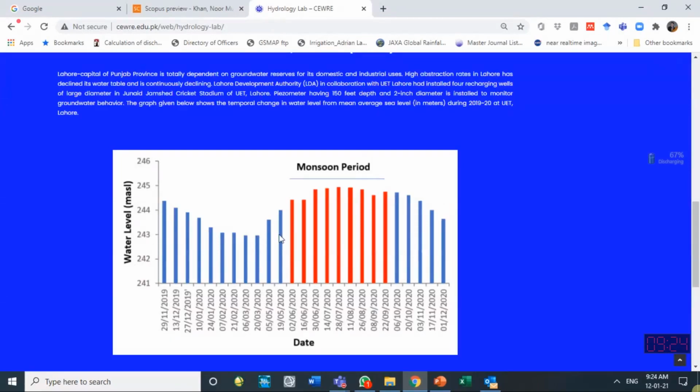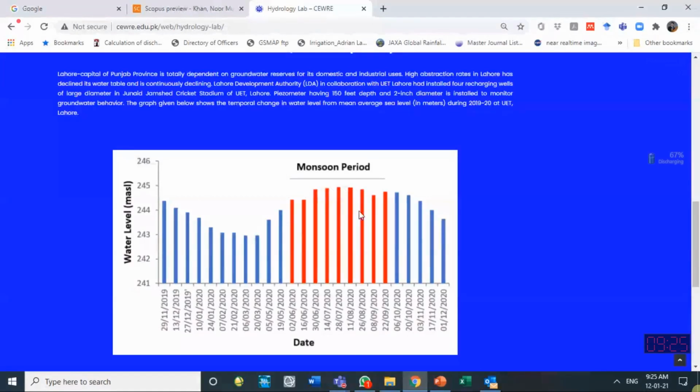level, 243. So how much did it fluctuate? Let's not look from here, let's look from the highest. Highest it goes in August, July-August, highest is around 245. So this is the water level of the groundwater table. 245, lowest was 243, so 2 meter fluctuation.